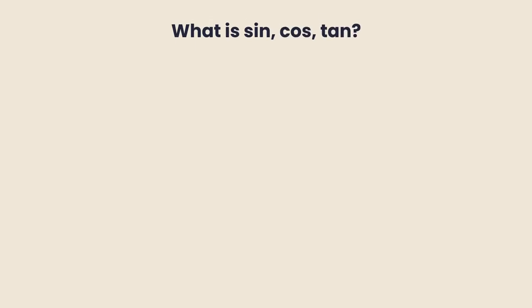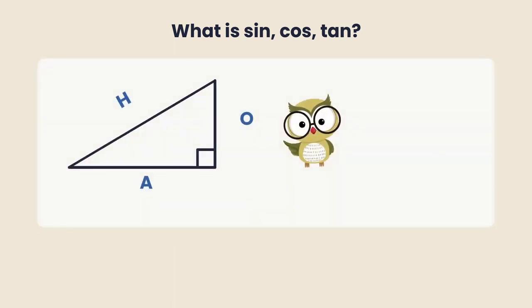The sine, cosine, and tangent are fundamental concepts in trigonometry, defined using a right-angled triangle. Here, theta denotes an angle. H, the hypotenuse. O, the opposite side to theta. And A, the adjacent side to theta.